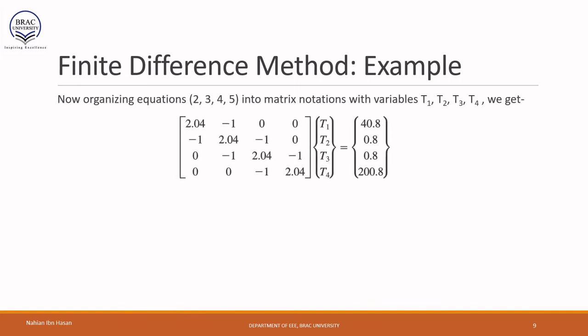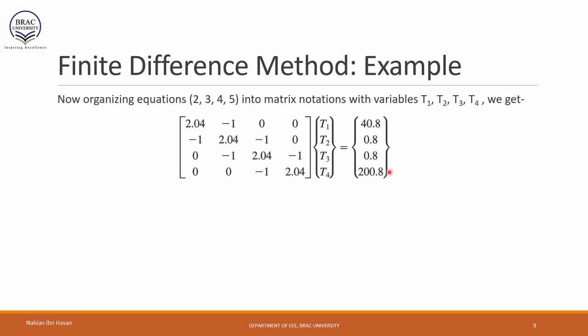If I summarize these 4 different equations into a matrix format, you will see that this is the coefficient matrix. These are the unknown terms, T1, T2, T3, T4, the 4 nodes where I want to determine the temperature, and these are the constant terms. If you note carefully, this is a system of 4 equations. It can be solved using Gaussian elimination, the Gauss-Seidel method, the Jacobi method, or complete Gaussian elimination.